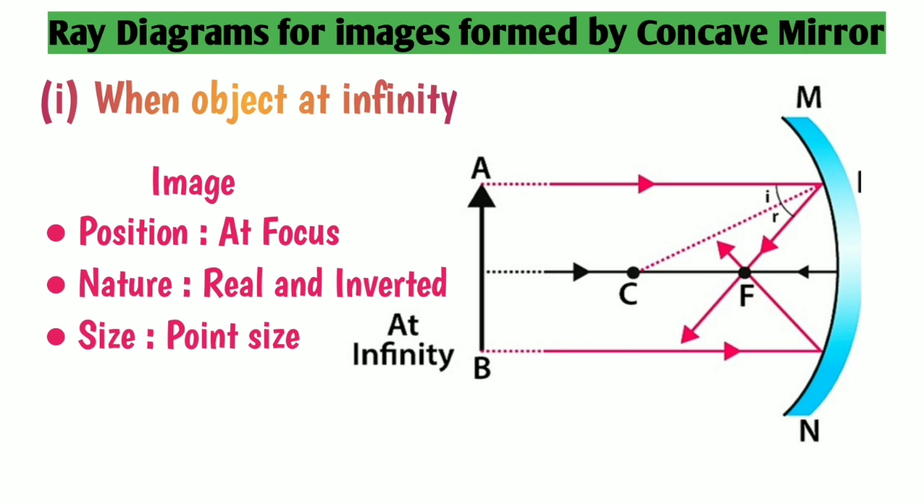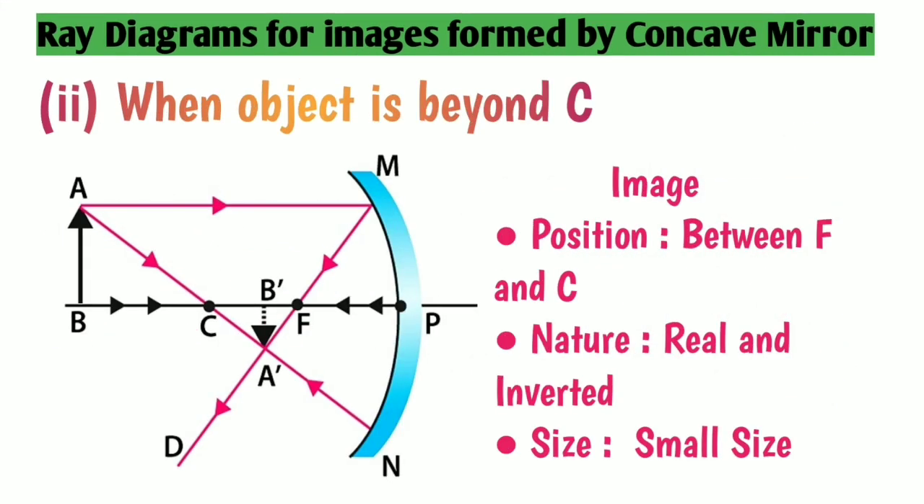Next, the second condition, when the object is placed beyond C, that is, beyond the center of curvature. Just see the figure. AB is the object which is placed beyond the center of curvature, and for formation of the image, a ray comes parallel to the principal axis, so after reflection it will pass through the focus, and another ray of light passing through the center of curvature will be reflected back in the same path.